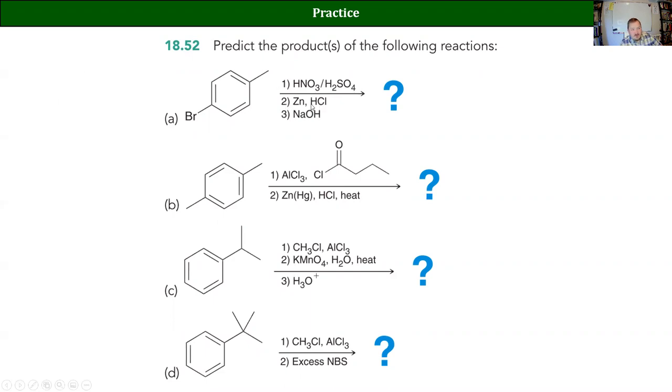Then the second step, if you add zinc in an acidic environment, that is a reducing environment, because if you put a metal with something that's got lots of oxygen bonds, you are likely going to remove some of those oxygen bonds. So if we wind up adding a nitro group, it's going to go in the ortho positions to the methyl, because the methyl is activating. So our first step would look like this.